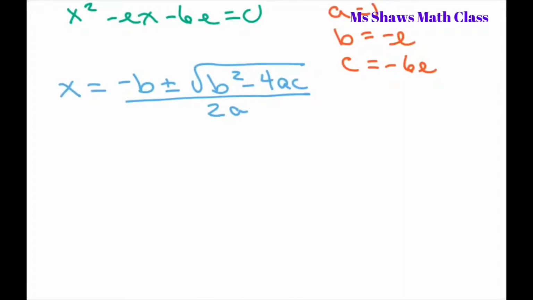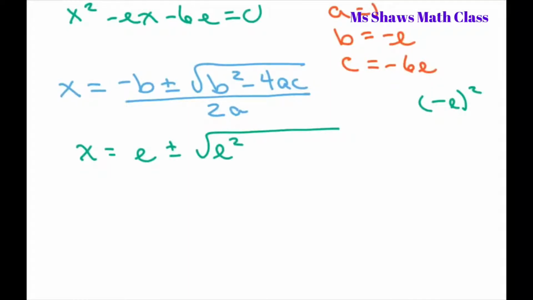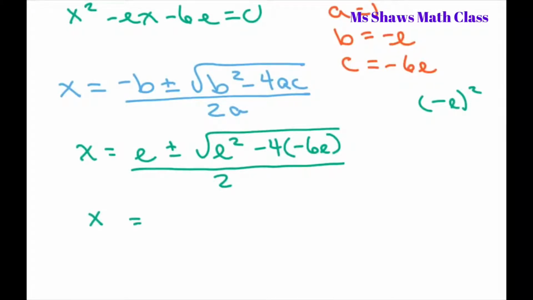So we have negative b, so negative, well, that would be a positive e. And then when you square a negative, that's going to be positive. A is just 1, so I'm not going to put that in. C is negative 6e, all over 2 times 1, which is just 2. So we get x equals e plus or minus square root of e squared plus 24e over 2.